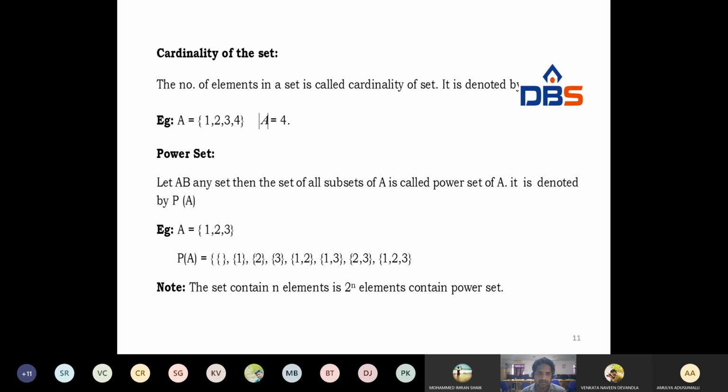Because, see, if the set contains n elements, then its power set contains 2 power n elements. Okay? Whatever number of elements we take in a set, that is the power of 2. So here, how many elements do we have? 3 elements. 2 power 3 is how much? 8, right? 1, 2, 3, 4, 5, 6, 7, 8. Okay? So likewise, we have to define. The set containing n elements has a power set with 2 power n elements. Okay?